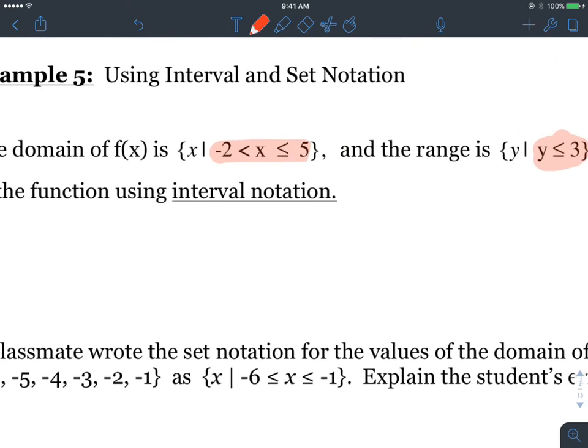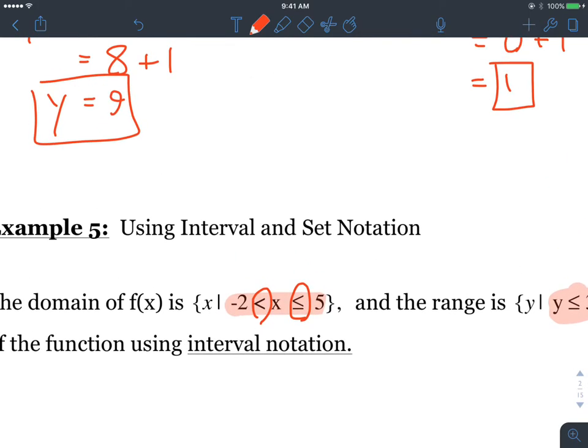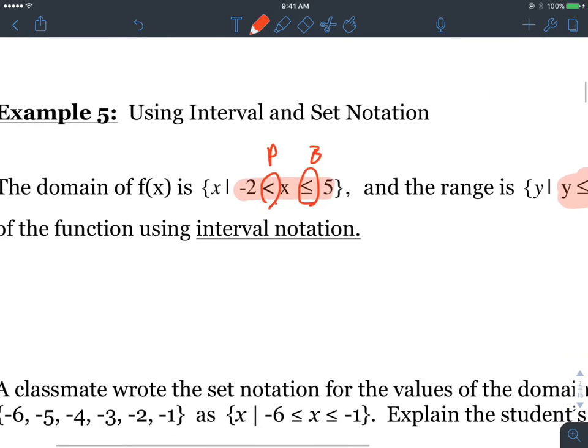So restate the domain and range of the function using interval notation. Now pay attention to these symbols right here, because they tell you whether you'll have a parenthesis or a bracket. If it has that little line underneath, that means it's including 5, so we're going to put a bracket there. If it doesn't have a little line underneath, x is just regular greater than negative 2, and you're going to put a parenthesis. So we'll say from negative 2 with the parenthesis, comma 5, and since it's less than or equal to, you put the bracket.